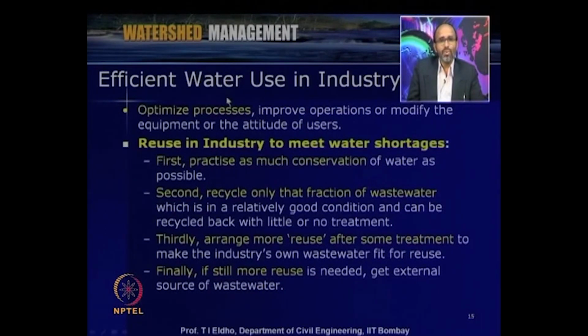So, when we look at efficient water use in industry, we have to optimize the various industrial processes. Then we have to improve the operations or modify the equipment or the attitude of users. If we can educate the workers and the staff to use less water effectively, then we can optimize the use of water, and we can even optimize the industry processes. When we look at reuse in industry to meet water shortages, we have to first practice as much conservation of water as possible. Whatever way we can reduce the use of water, that we have to practice first, that means practice as much conservation of water as possible.